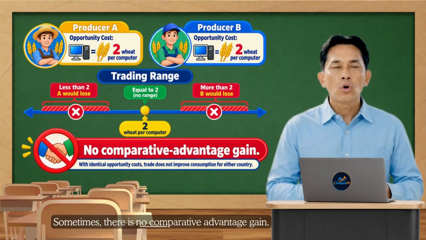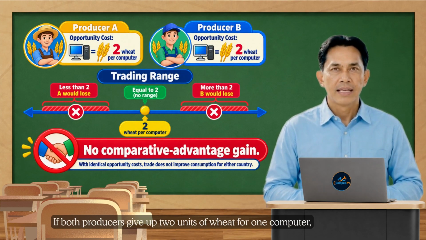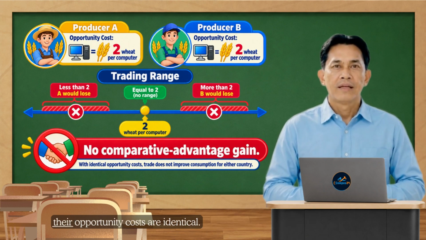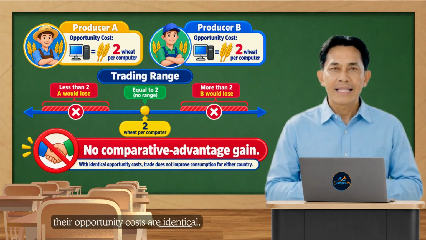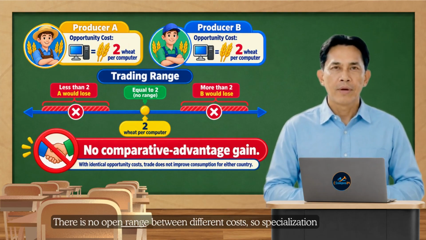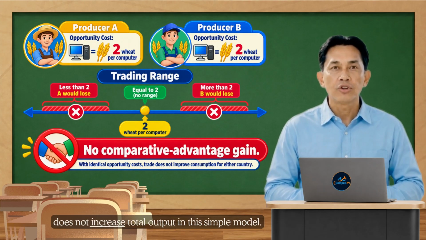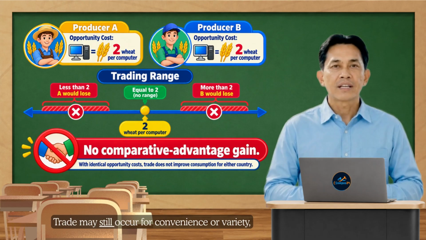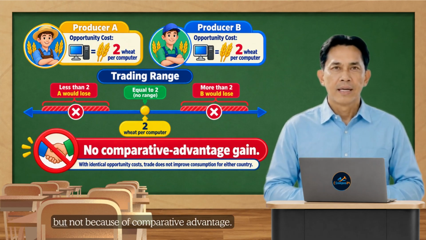Sometimes there is no comparative advantage gain. If both producers give up 2 units of wheat for one computer, their opportunity costs are identical. There is no open range between different costs, so specialization does not increase total output in this simple model. Trade may still occur for convenience or variety, but not because of comparative advantage.